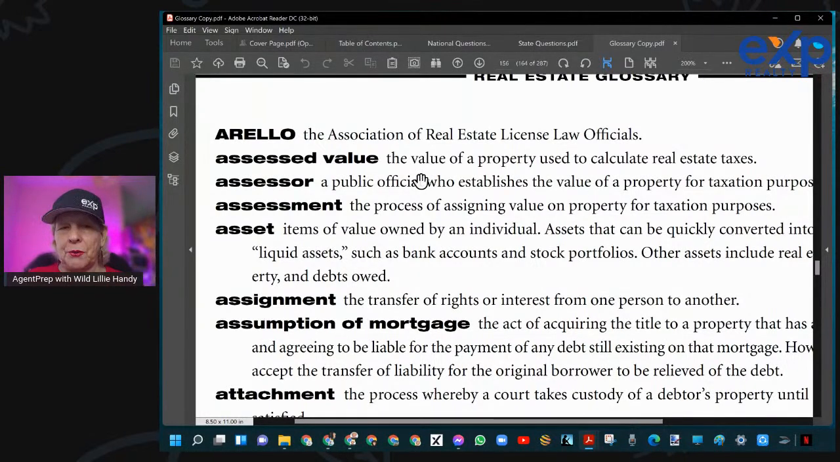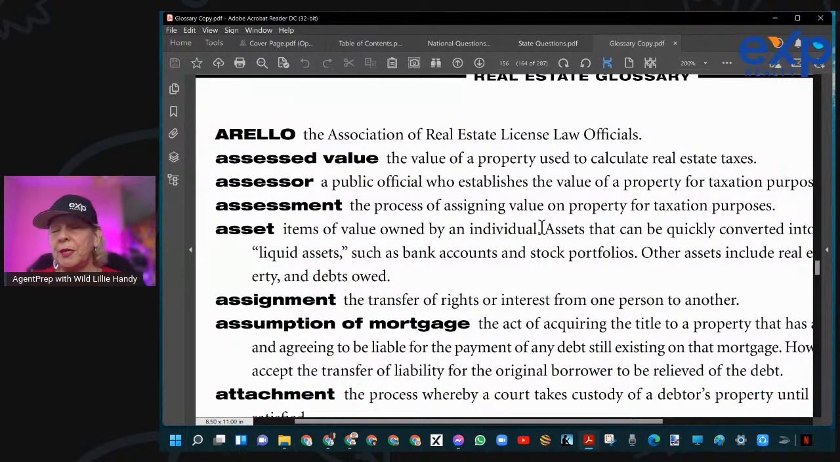Assessed value. The value of a property used to calculate real estate taxes. So assessed value is not the real market value. If any of you own property, you're going to get a property tax statement every year to pay your yearly property taxes. Every county that assesses property taxes goes by a rate, a percentage of the number of hundreds that you have in a property. So 300,000, you divide by 1,000, then you get so many hundreds.